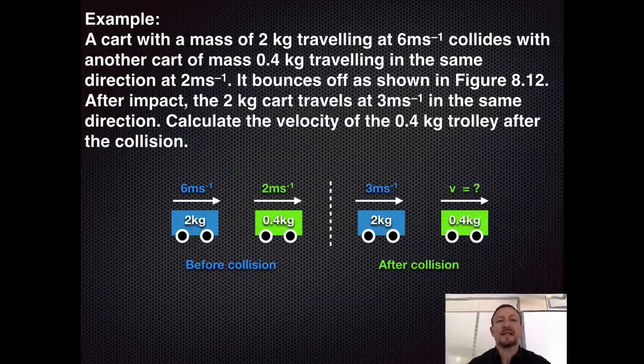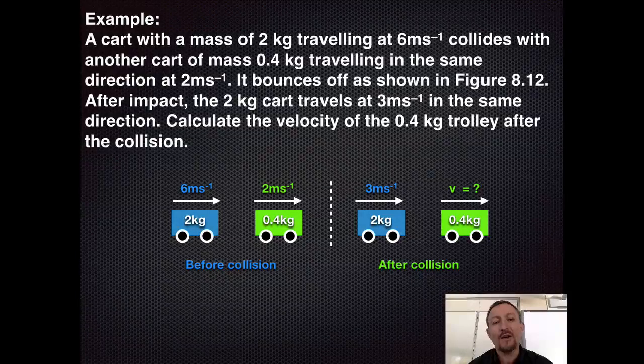So let's look at an example. In this case, I've got a cart with a mass of 2 kilograms traveling at 6 meters per second, which collides with another cart of mass 4 kilograms traveling in the same direction at 2 meters per second. You can see there's the before collision. You've got the two carts, the 2 kilogram in blue and the 0.4 kilogram in green. They're both going in the same direction with 6 meters per second and 2 meters per second.